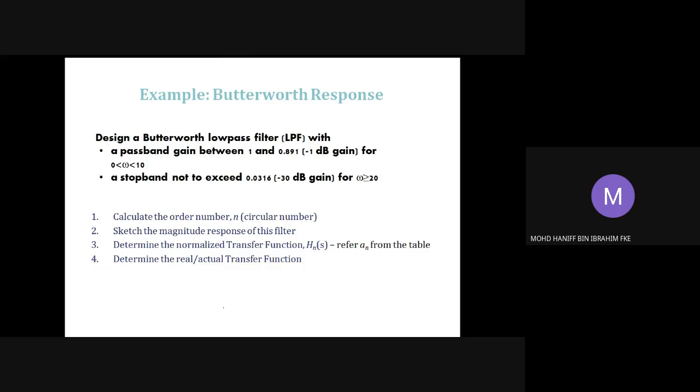Number 2. We need to design a Butterworth low pass filter, in which we are given passband information, number 1. This first information is for the passband region, and the second information is for the stop band region. For the passband, the gain is between 1 and 0.891, or negative 1 dB gain, for omega between 0 and 10. Let me sketch this passband region for you. This is your omega, and this is your H(jω) amplitude in dB.